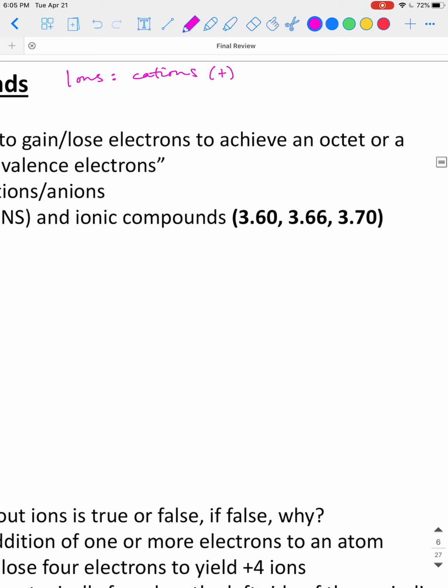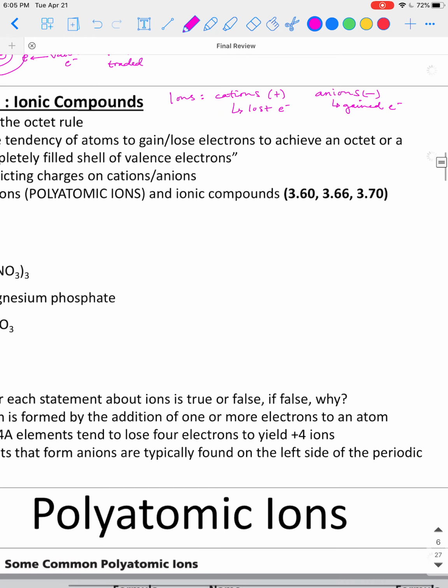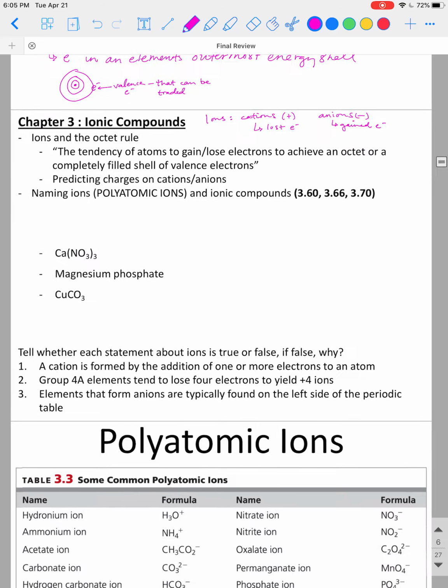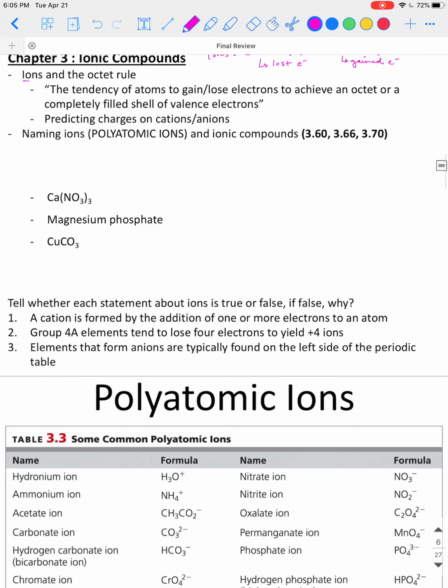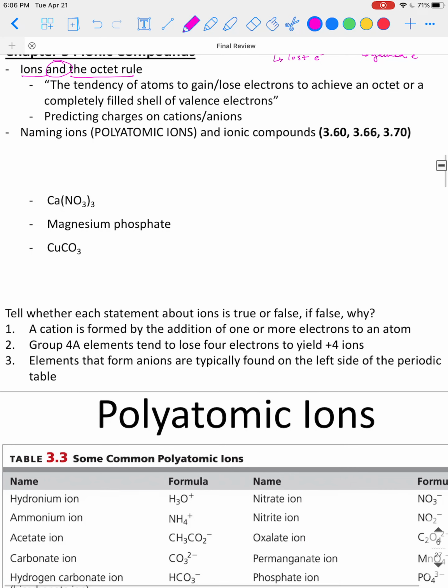We can have cations. These have a plus charge overall because they have given away electrons. And we can have anions. These have a negative charge overall because they have gained electrons. Okay, they have not lost or gained protons, they've simply lost or gained electrons. Now there's an imbalance between the number of protons and electrons in an atom. Alright, so ions and the octet rule.